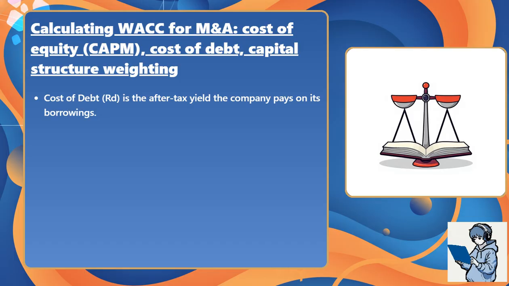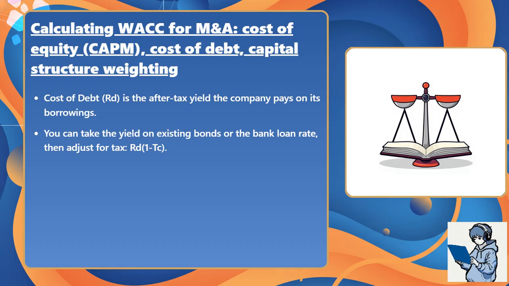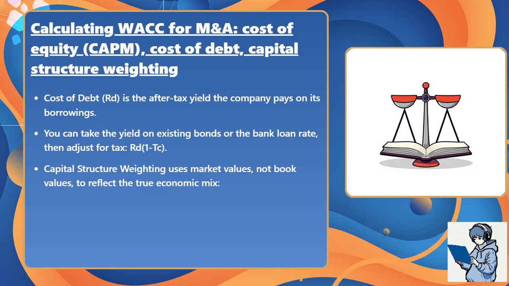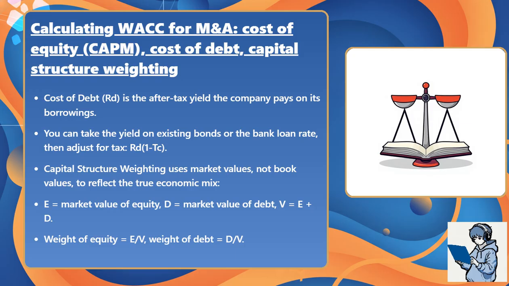Cost of debt, RD, is the after-tax yield the company pays on its borrowings. You can take the yield on existing bonds or the bank loan rate, then adjust for tax: RD times 1 minus TC. Capital structure weighting uses market values, not book values, to reflect the true economic mix. E equals market value of equity, D equals market value of debt, V equals E plus D. Weight of equity equals E over V, weight of debt equals D over V. Finally, WACC equals E over V times RE plus D over V times RD times 1 minus TC.